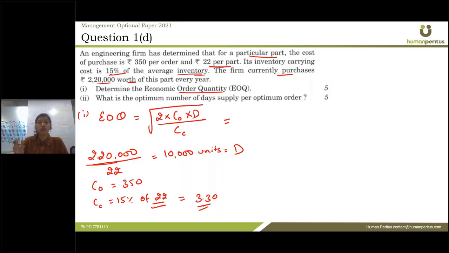Whenever a question like this comes, first write the formula, then find the values of the parts of the formula and then put the values in. Okay, take it in easy steps. First write the formula and then you will get the story, and accordingly you can easily find the final answer. Now you can just put the values, that is 2 into 350 into 10,000 divided by 3.3, and your EOQ will come out to be 1456.